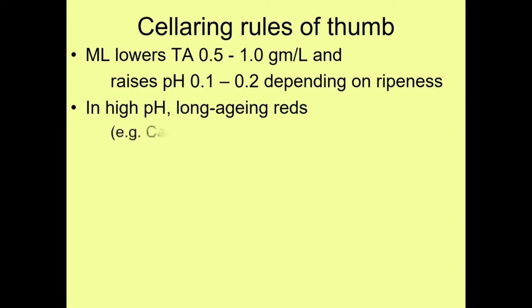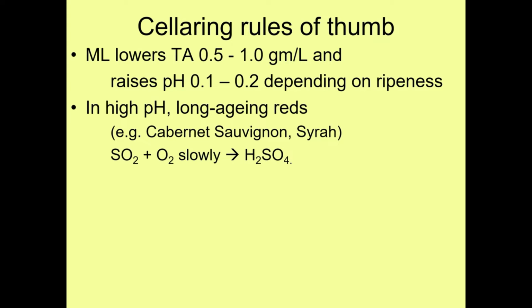In high pH, long aging reds, we have another effect. So we're talking about these big, bold Cabernets and Syrahs where we want to have low TA so that the salivary protein that will react with the tannin is minimized. So there's a reaction that happens only at high pH, and it's very slow, where SO2 reacts with oxygen to give us H2SO4, sulfuric acid.